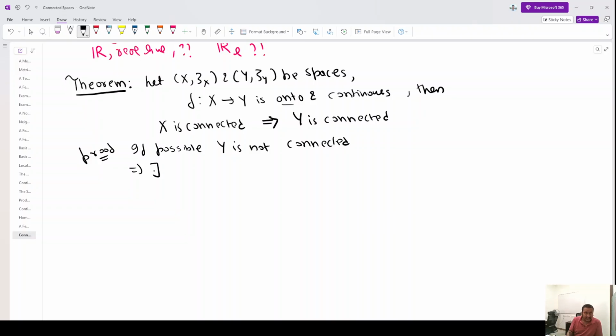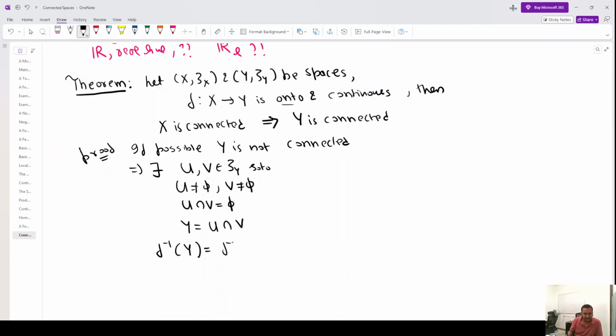This will imply there exist U, V in tau_Y such that U is non-empty, V is non-empty. These are open sets, right? Because I'm taking in topology. U intersection V is empty. And Y is U union V. Now, guys, what is f inverse of Y? It is nothing but f inverse of U union f inverse of V. This is what? X, right?